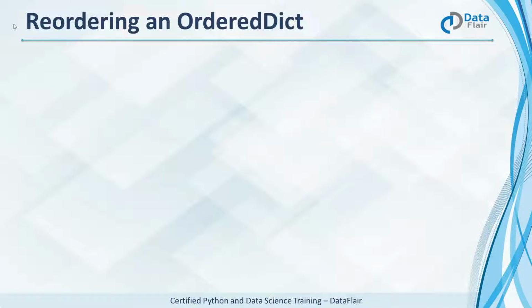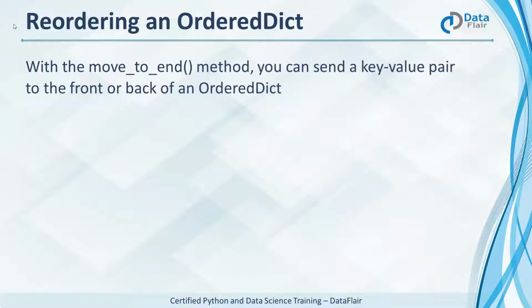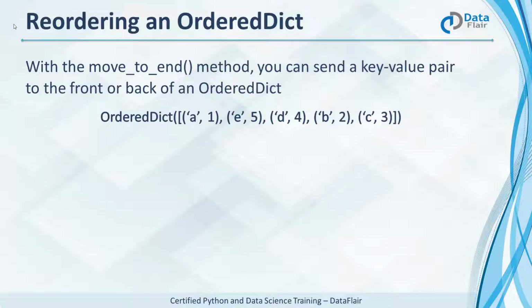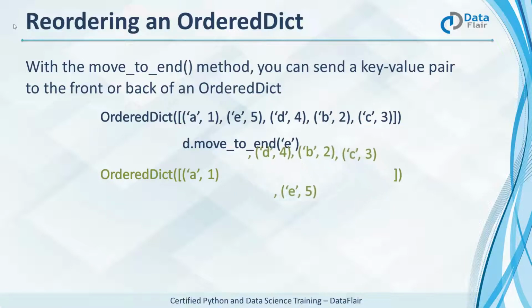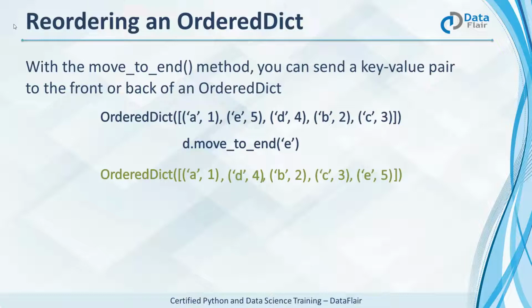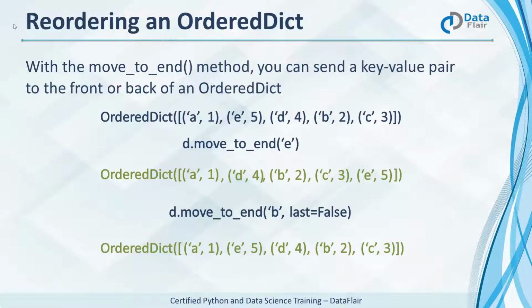Not very directly, but we can send a key value pair to the front or the end of an OrderedDict using the move_to_end method. This is an OrderedDict. If we move the pair E5 to the end of this dict, it moves to the end and everything else after it shifts to the left by 1. If we instead move the pair B2 to the front, because last is False, it moves to the front of the dict and everything else before it shifts to the right by 1.